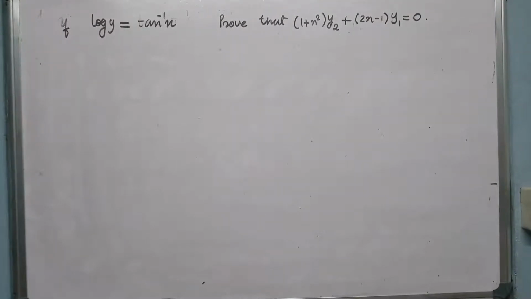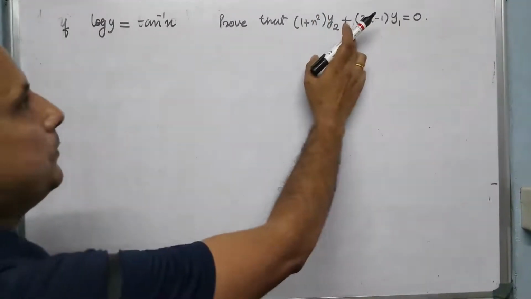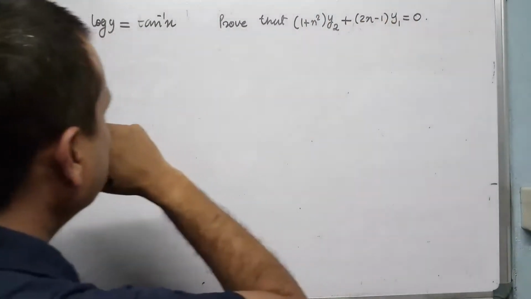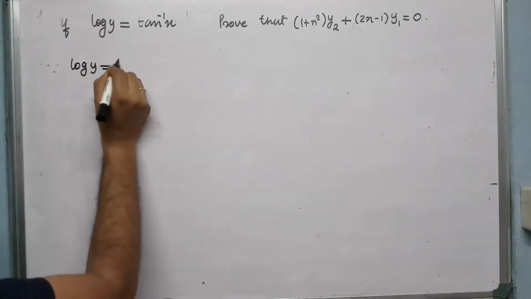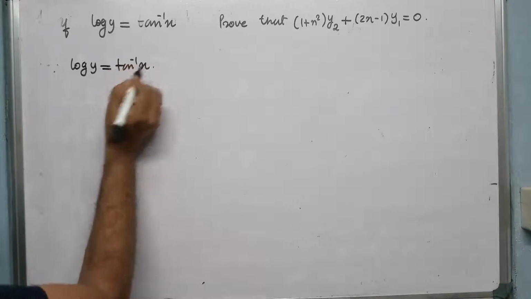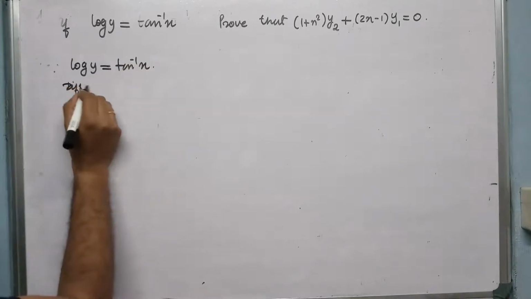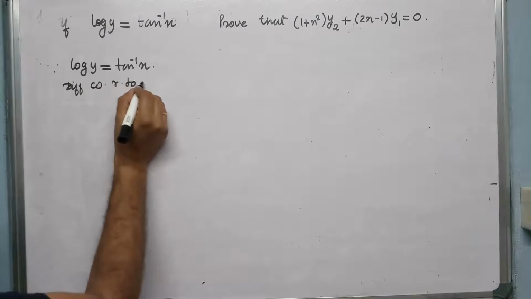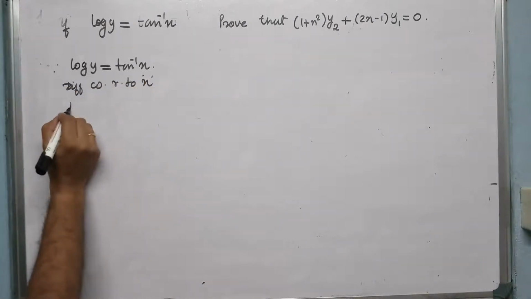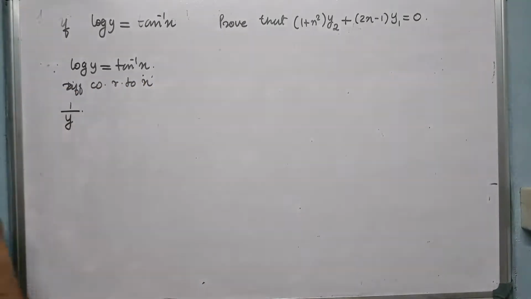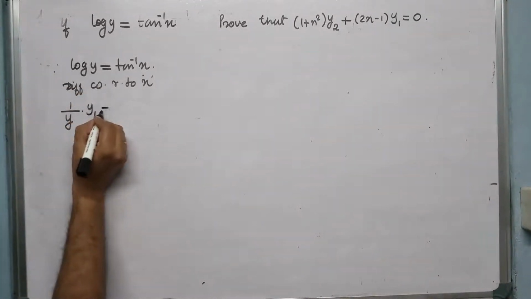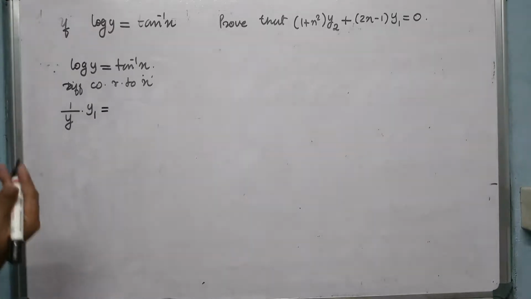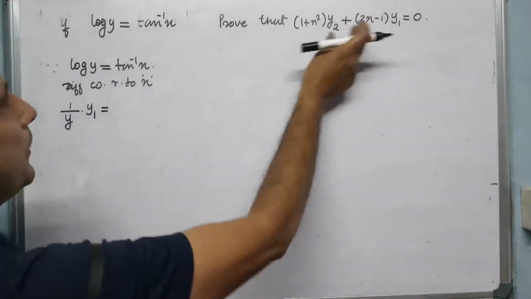Now another question. Log y is equals to tan inverse x. Prove that 1 plus x square y2 plus 2x minus 1 y1 equals to 0. Now since log y is equals to tan inverse of x, I'll differentiate this function. Differentiating with respect to x, derivative of log y is 1 over y into the derivative of y with respect to x, which is y1. Actually it is dy by dx. Instead of writing dy by dx we can write y1, because in the proving section y1 and y2 are given.